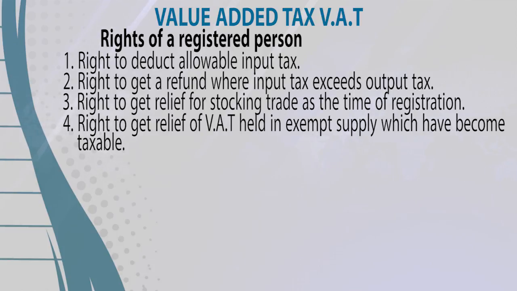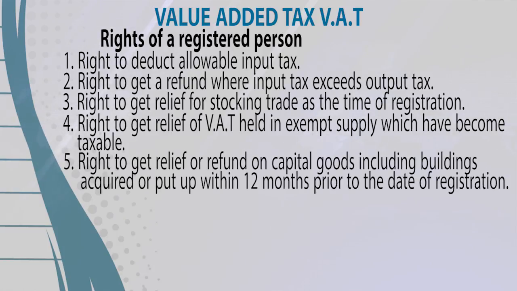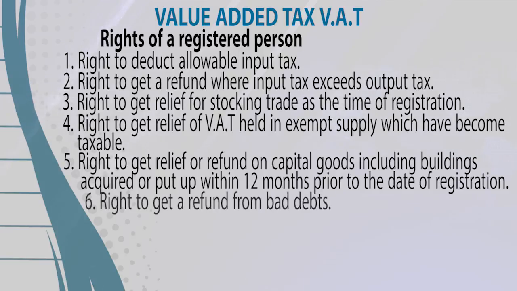The next right is the right to get relief or refund on capital goods, including buildings, acquired or put up within 12 months prior to the date of registration. The next, the right to get a refund for bad debts. We're going to see much later that for VAT purposes, the treatment of bad debts is different from the way we treat bad debts in financial accounting.